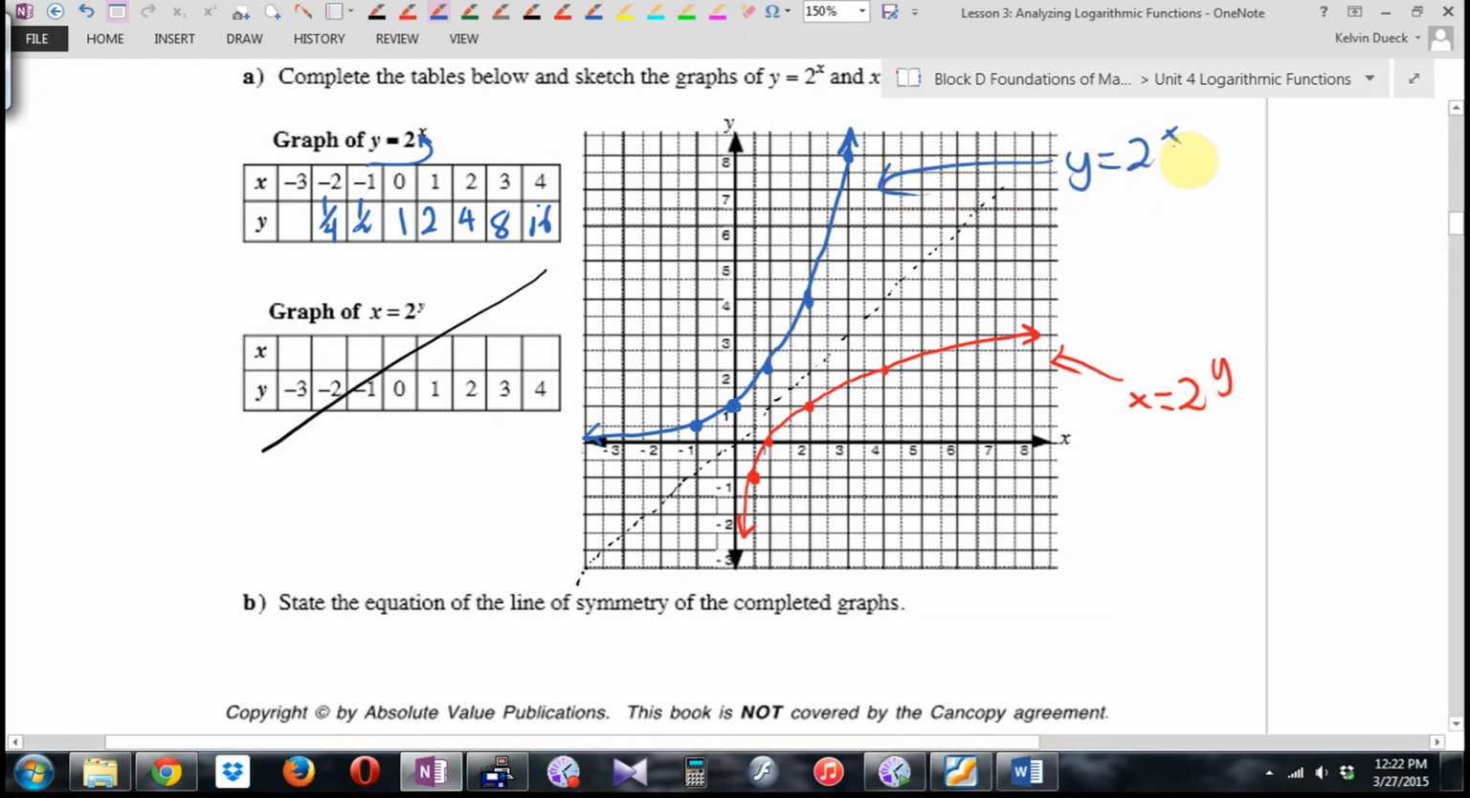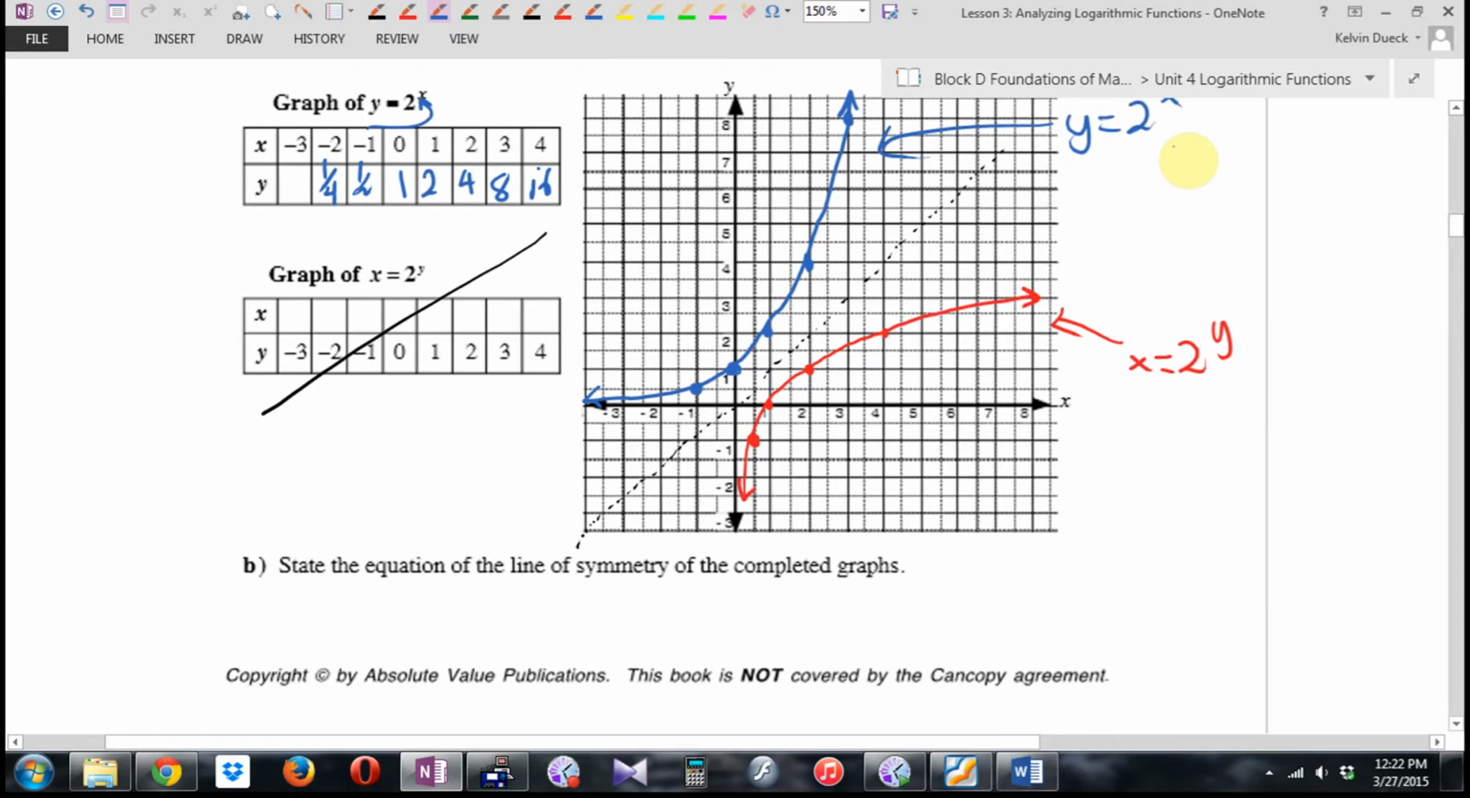What's the problem with x equals 2 to the y? Can we even graph that on our graphing calculators? No, because our graphing calculators automatically start up by saying y equals, not x equals. So we really hit a wall here. Or have we?